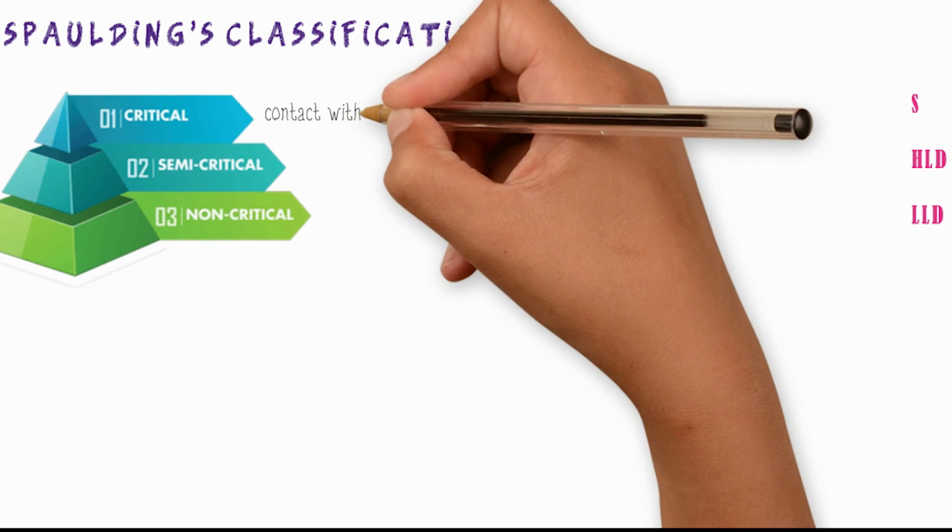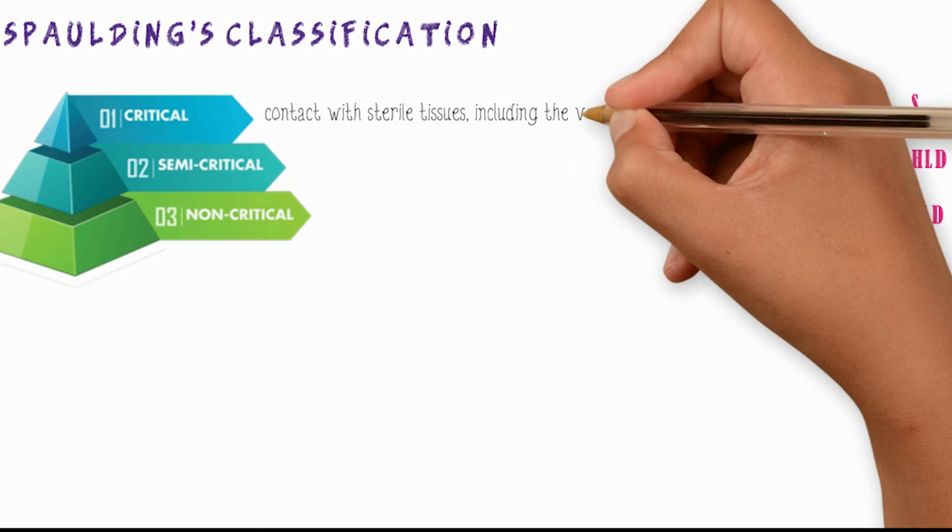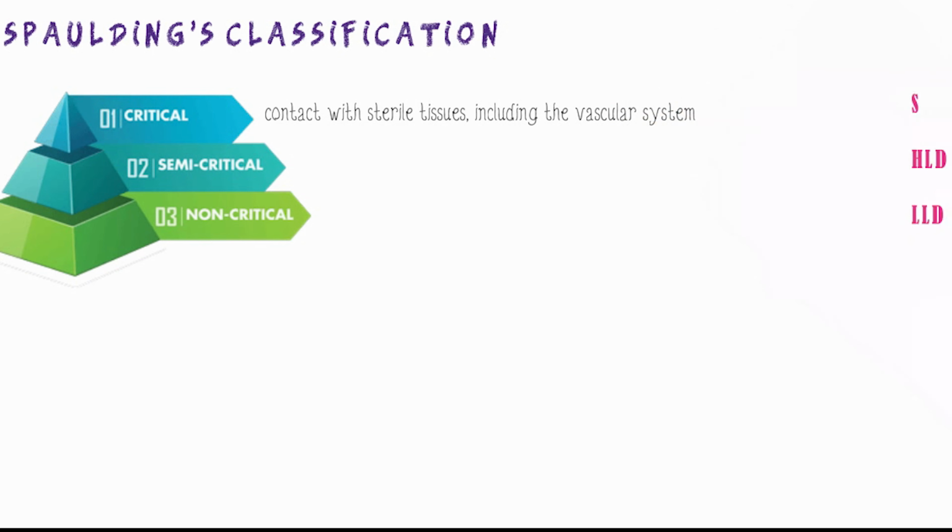The critical items are those that come in contact with the sterile tissues. In dentistry, these include the extraction forceps, implants, scalpel blades, surgical burrs, surgical needles, periodontal scalers, and these critical items need to be sterilized.